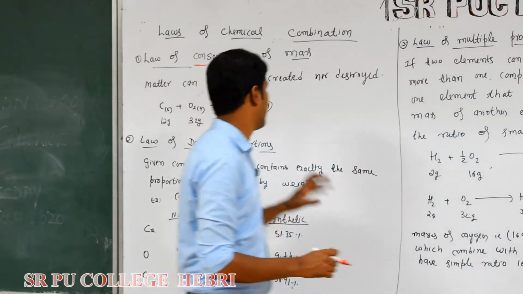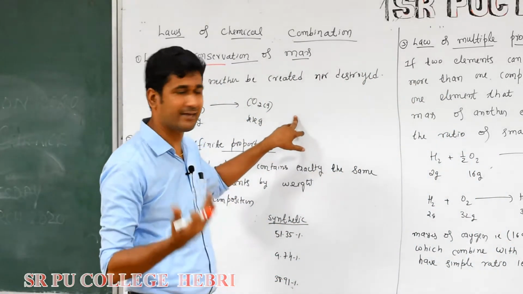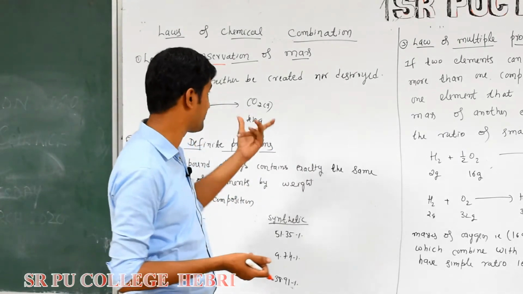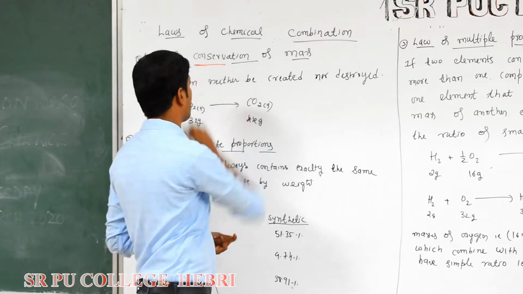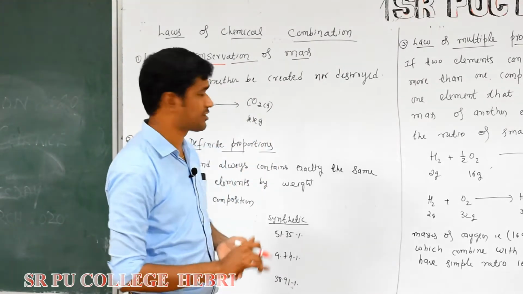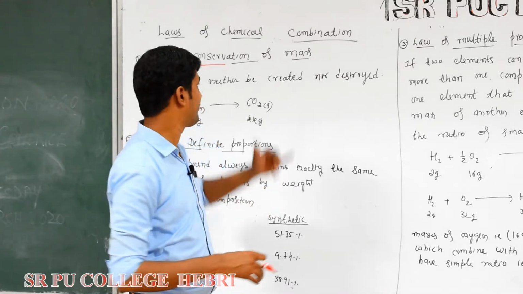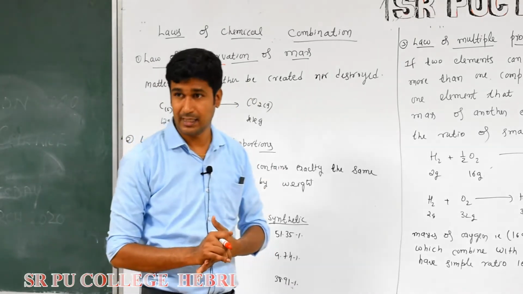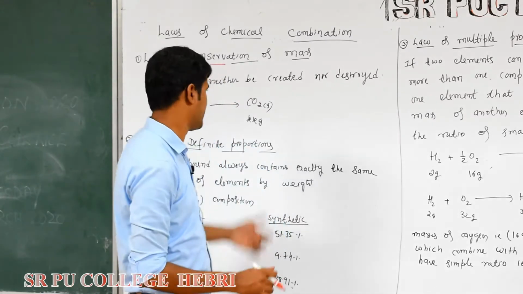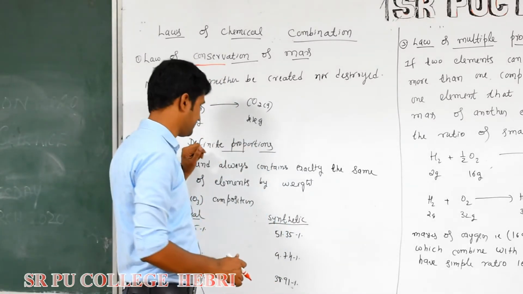So in a chemical reaction or in any transformation, both physical as well as chemical, the mass is always conserved. You heard about the law of conservation of energy. In the same way we define the law of conservation of mass. Mass is conserved at the end of the chemical transformation. How? Look at this reaction.